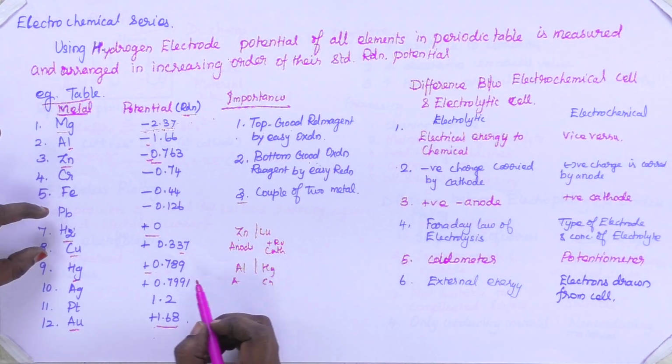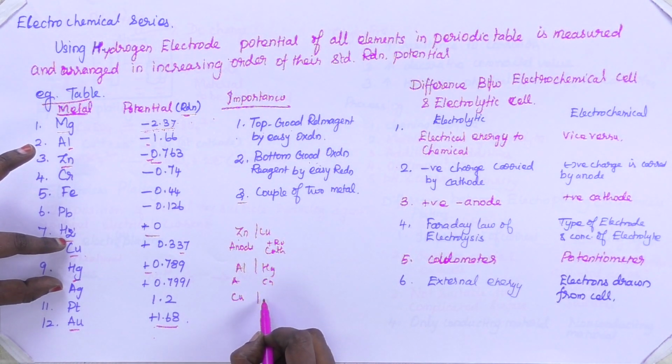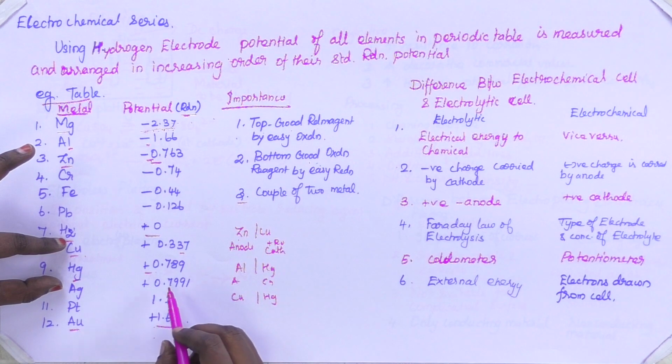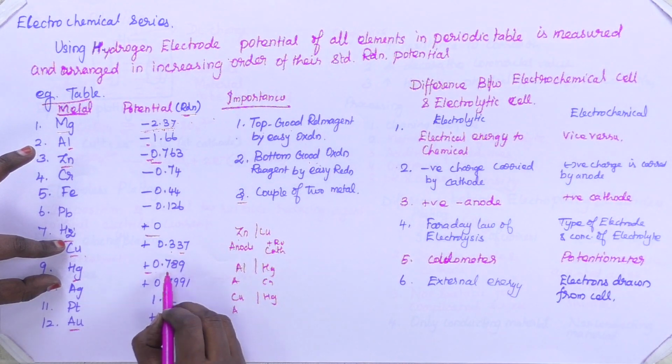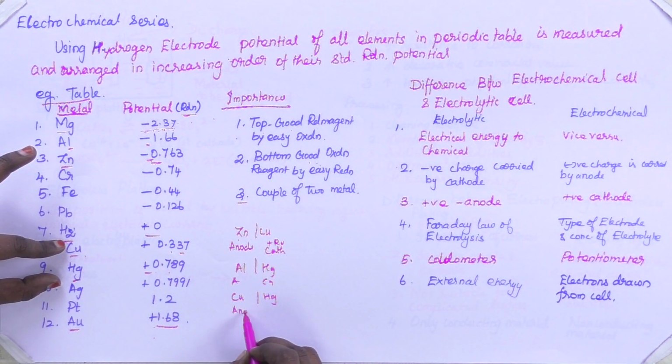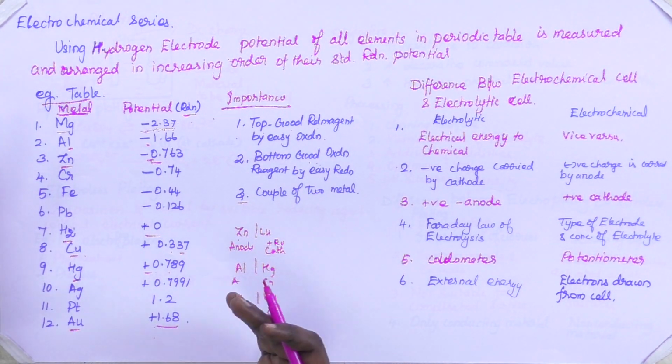Even when you couple copper and mercury, for example, whichever has the lower reduction potential acts as an anode. Copper's reduction potential is low compared to mercury, so it acts as an anode and mercury acts as a cathode. So this is the information we can get from the electrochemical series.